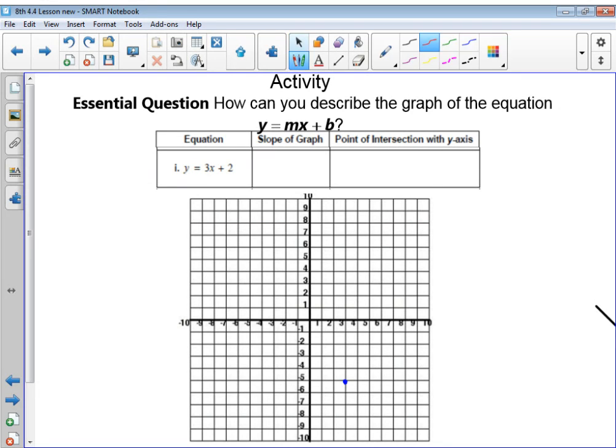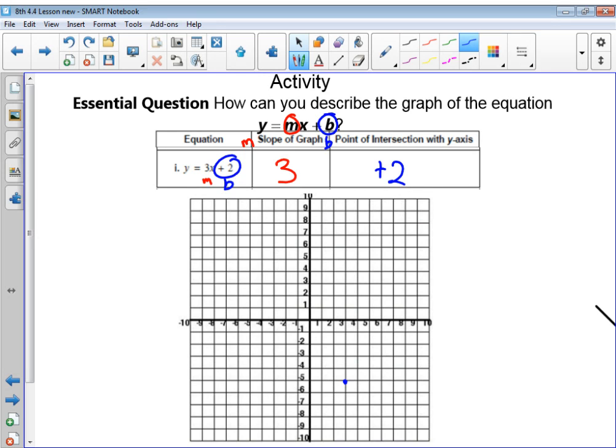Once again, my slope is my m. That's this part of my equation. And my y-intercept is my b part of the equation. Okay, so here's my m, which is connected to the x, which was a 3. And my b was a positive 2, so positive 2. You want to make sure that you identify that positive or negative because that will affect your line if you don't put it on the correct number.